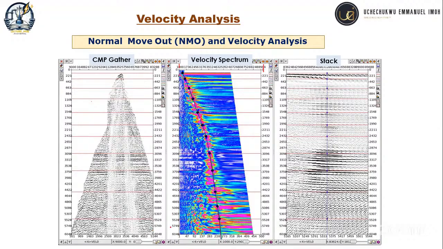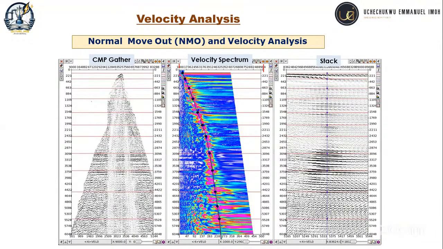And vertically is time. So if you pick velocity, it means you're adjusting these black dots right or left. If you go right, you're increasing velocity. If you go left, you are decreasing the velocity. So when you pick it correctly, your gathers will become flattened.